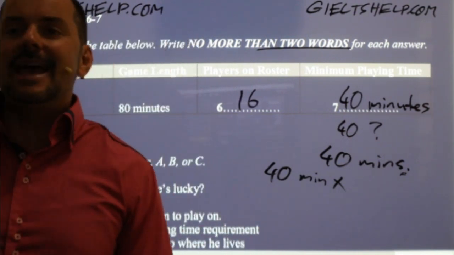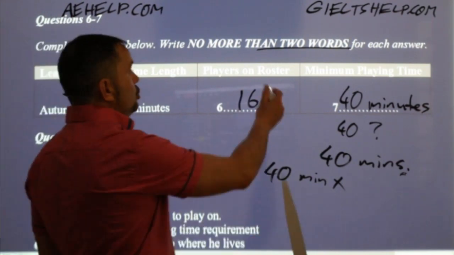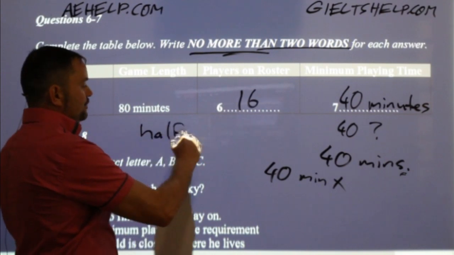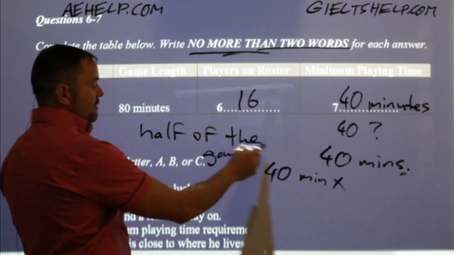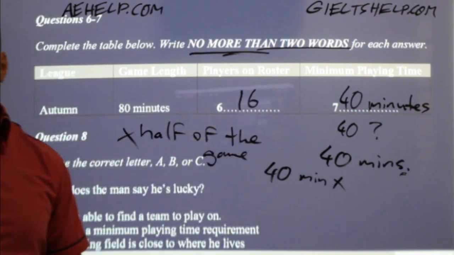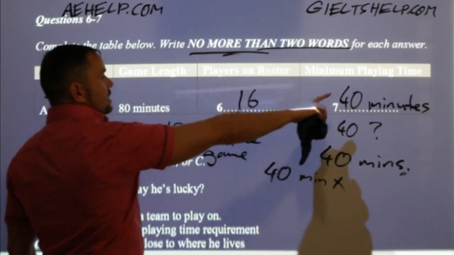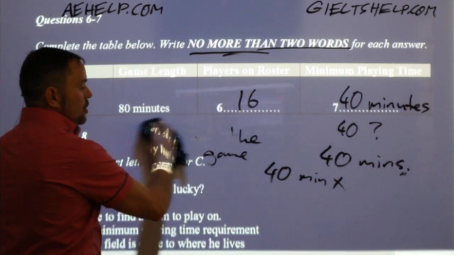Michael Fenn, you can't say half of the game because it's two words, no more than two words. So if you write half of the game, although it seems correct, it's four words, so you'll get it wrong. Okay? So it's got to be 40 mins or 40 minutes. Be really careful with instructions and be careful with what information is given and not given in the question.